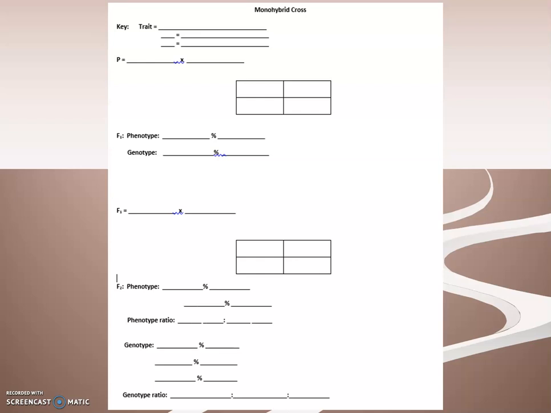Okay, here is our second monohybrid cross that we're going to practice. So again, we're going to start with our parents, cross them together to make the first generation of kids, analyze them, cross the kids, make the second generation of kids, the grandkids, and then analyze them.